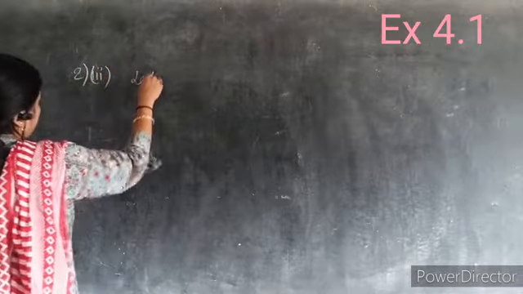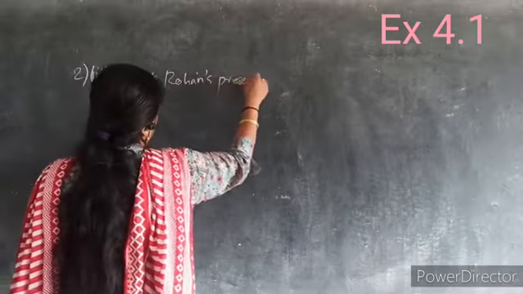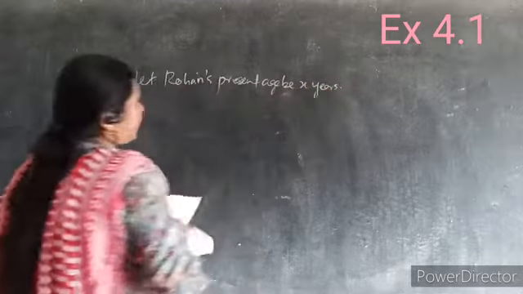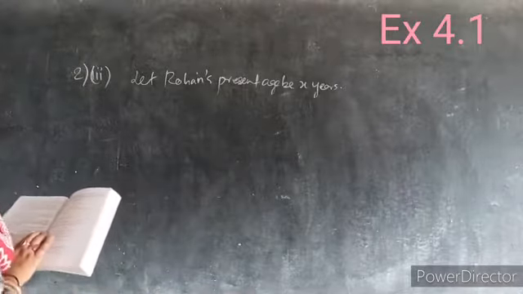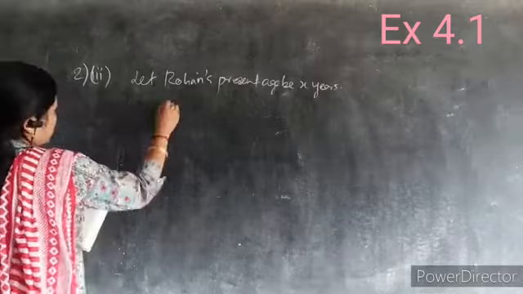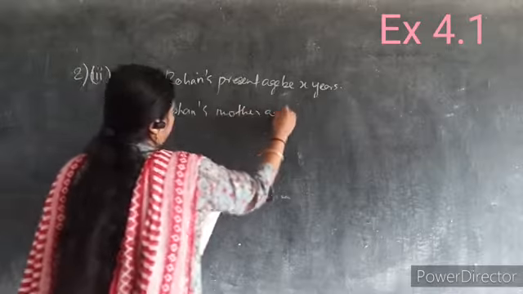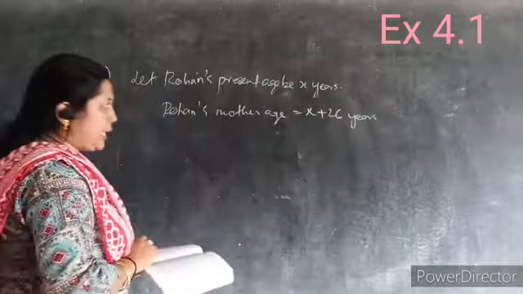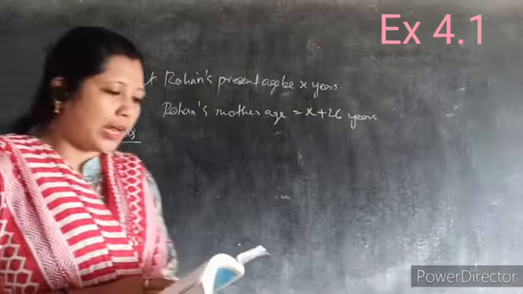So here let Rohan's present age be x years. Okay. So we are considering Rohan's age to be x years. So what is given here? Rohan's mother is 26 years older than him. So Rohan's mother's age will be x plus 26 years. Isn't it?